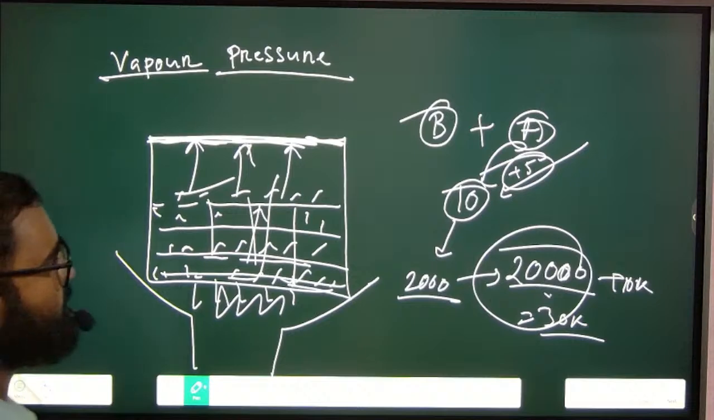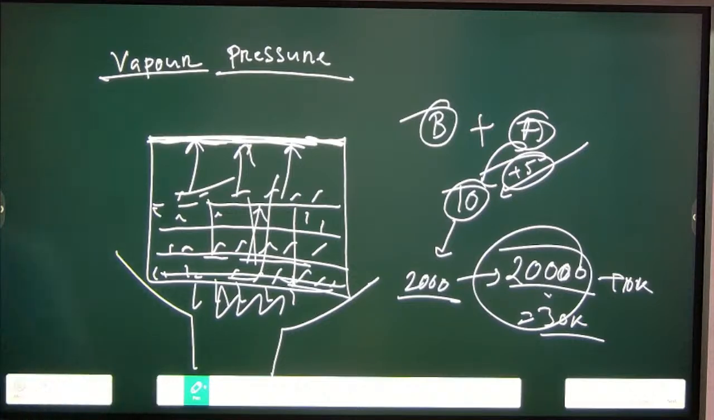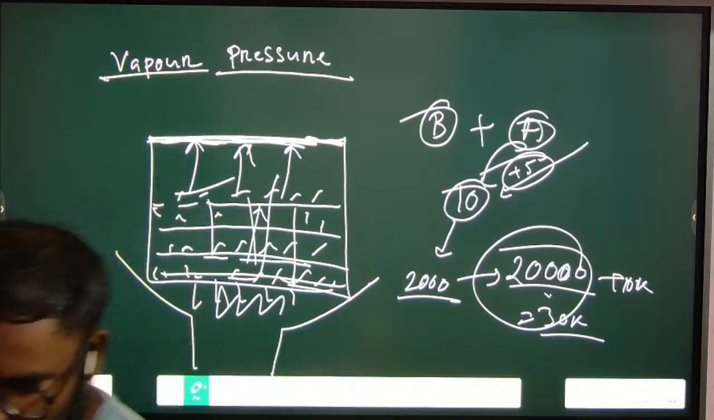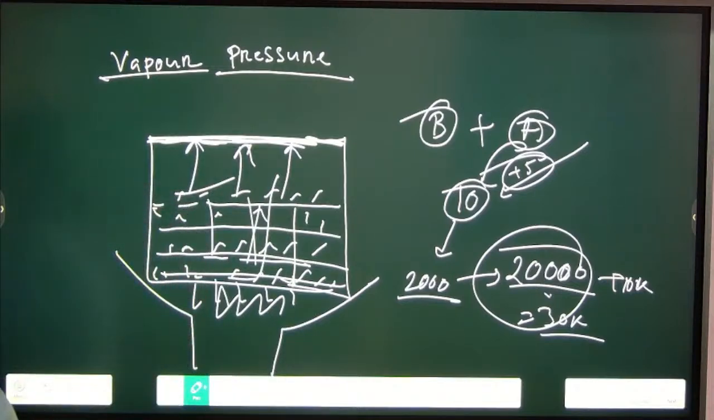Then another 2 types of solution: ideal solution and non-ideal solution. The solutions which obey Raoult's law are known as ideal solutions, and the solutions which don't obey Raoult's law are known as non-ideal solutions. Clear?